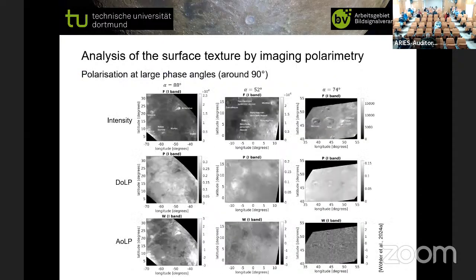These are typical results here. This is intensity and the degree of polarization. You see that there is some kind of inverse correlation between albedo and degree of polarization, and the angle of polarization, it changes by very small amounts, but that can also be artificial. We are not yet sure, just showing it.